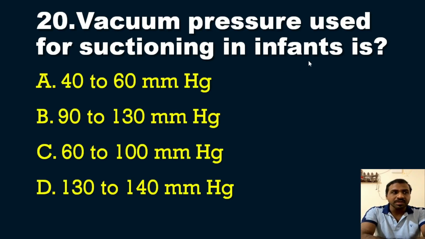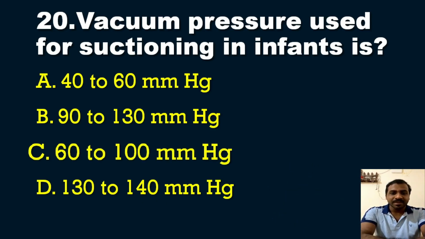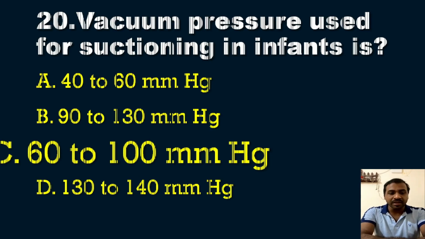So your options are: option A, 40 to 60 millimeter mercury; option B, 90 to 130 millimeter mercury; option C, 60 to 100 millimeter of mercury; and the final option D, 130 to 140 millimeter mercury. So vacuum pressure used for suctioning in infants, that is the question. What is the answer? The answer is 60 to 100 millimeter of mercury. That is the vacuum pressure that we have to use for suctioning in infants. Okay. So then what will be for the adults?